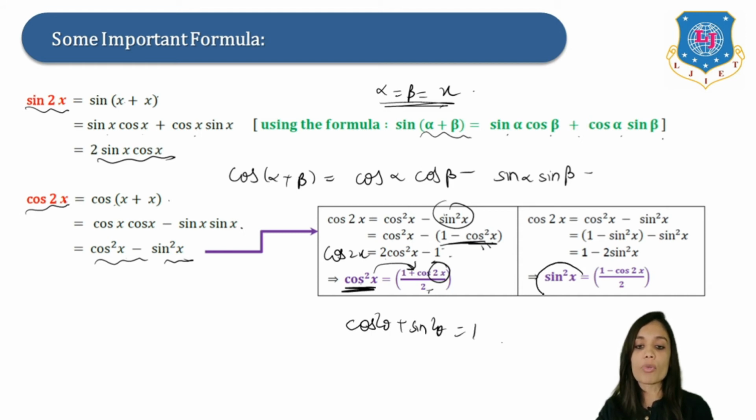Similarly, let us find the formula of sin square x. So now what I will do is replace this cos square by 1 minus sin square.